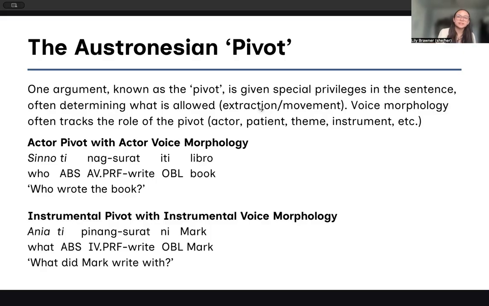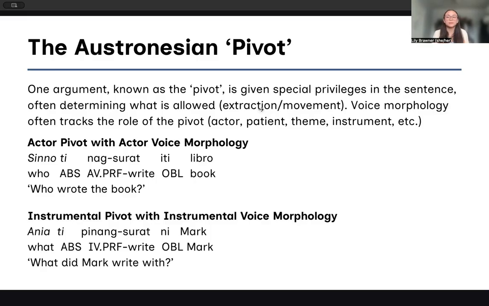And the important point here is that the verb morphology tells us which participant is being treated as the pivot in the sentence. In the first example, sino tinagsurat iti libro, meaning who wrote the book, the question phrase is the actor, and the actor is the pivot. You're asking who. The verb uses actor voice morphology, marked by nag, to indicate this.